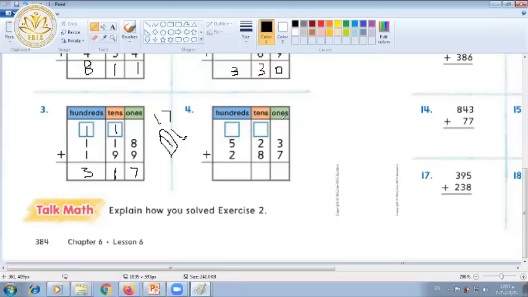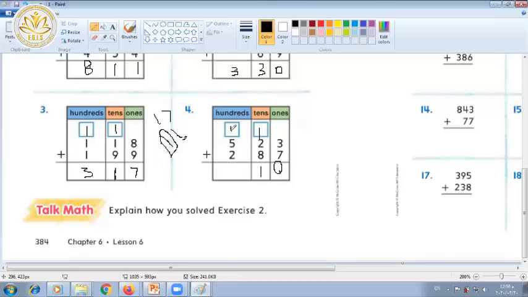Good job, guys. Now let's go to number 4. 3 plus 7, easy. This one is 10. Put the 0 in here and the new 10 with the tens. Now 1 plus 2 equals 3 tens. 3 tens plus 8 tens equals also 11 tens.